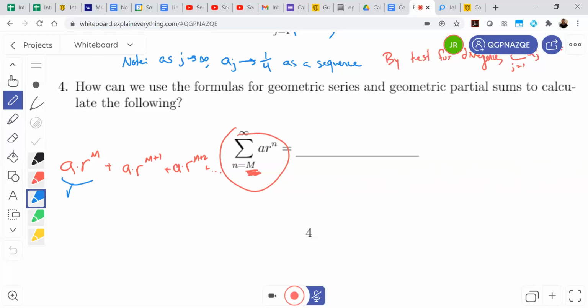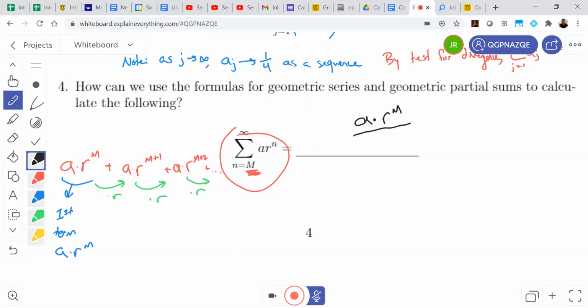We can notice that our first term is a times r to the m, and each individual term going from one to the next still has this constant factor of r, so times r times r times r, and so on. And so we can derive a new formula that looks almost the same as the old formula. The only difference is that instead of having just a single a up here, we write the entire first term. So a times r to the m divided by 1 minus r.